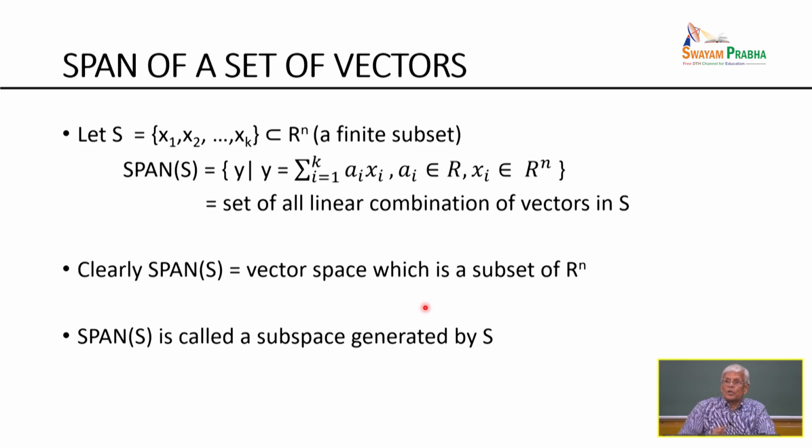Now I'm going to introduce the notion of what's called the span of a set of vectors. Let x1, x2, ..., xk again be a finite subset of vectors in R^n. With me?